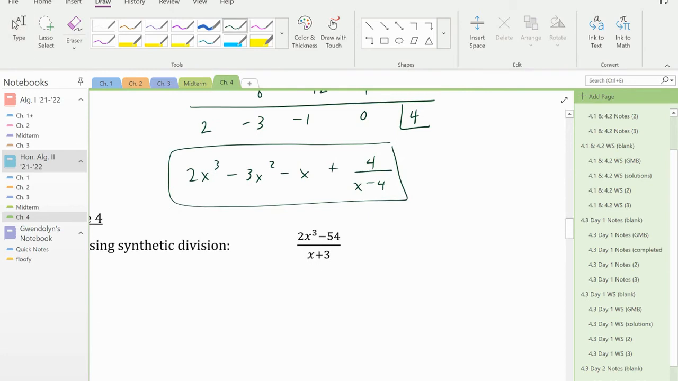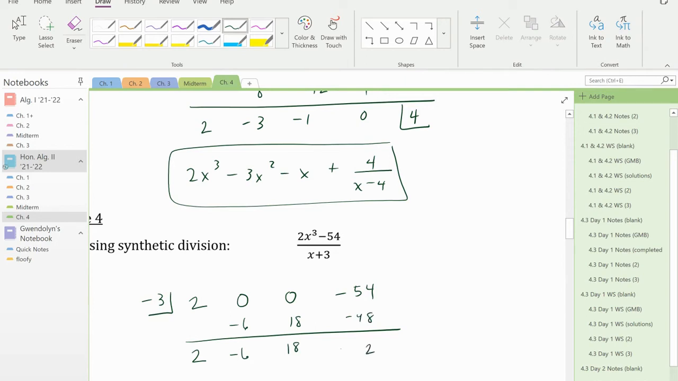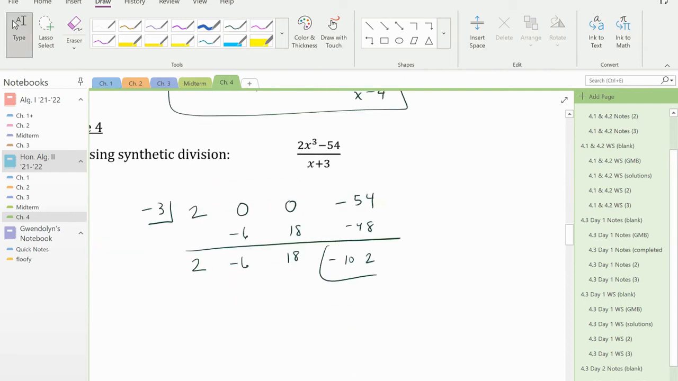Okay. Dividing by x plus 3, put a negative 3 in the box. 2 on the x cubed, 0 on the x squared, 0 on the x's, negative 54. Drop the first one, negative 6. Add them up. It's negative 48. Add those up. 12, carry the 1, was that negative 102? That's my remainder. Start out x cubed, depressed polynomial. Got us an answer.